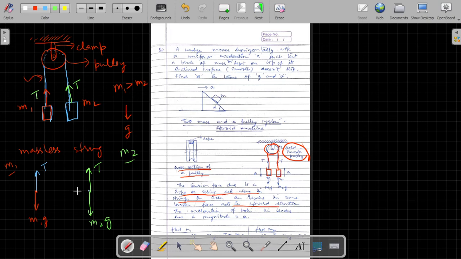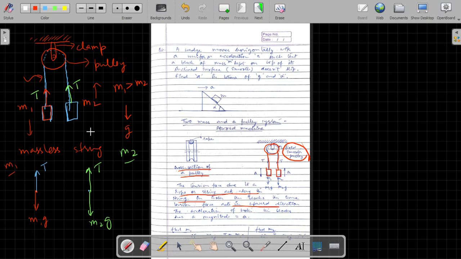So this is our free body diagram of the masses m1 and m2, and let us say we want to find the acceleration of the system. So how would you find the acceleration of the system? Both the blocks won't be moving in the same direction. If m1 is moving down, then m2 would be moving up, and if m1 is moving up, then m2 would be moving down.